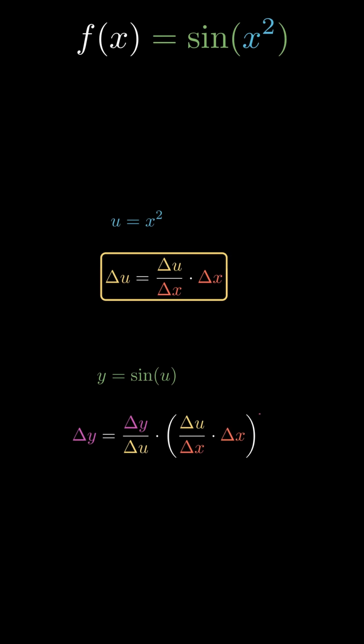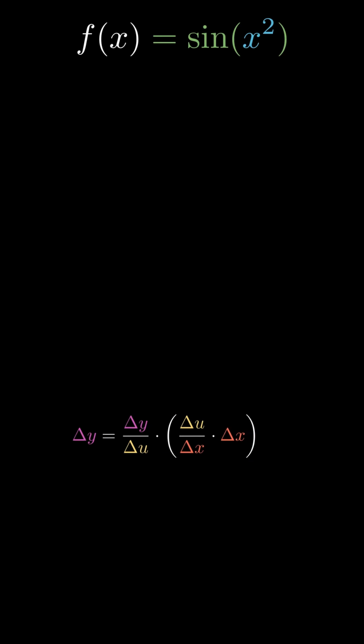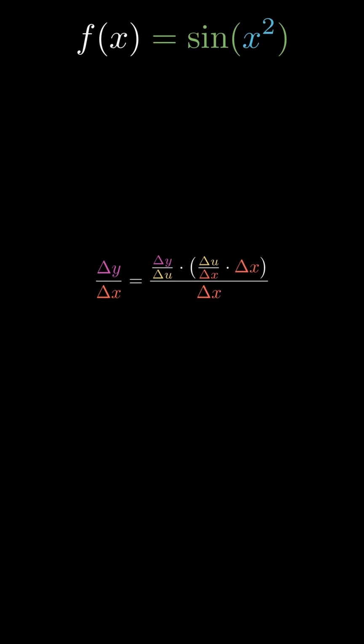Replacing delta u gives a direct relationship between delta x and delta y. Dividing both sides by delta x gives delta y over delta x equals delta y over delta u multiplied by delta u over delta x.